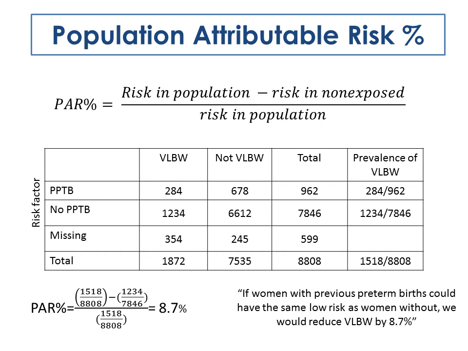And so this is the formula for PAR percents. You're looking at the risk in your population minus the risk in your non-exposed population, and then dividing that by the risk in your population. I know we said it'd be high level, so I'm not going to dive much further into that, but basically, based on your results, you can say that, for example, if women with a previous preterm birth could have the same low risk as women without, we would reduce very low birth weight births by about 8.7%.